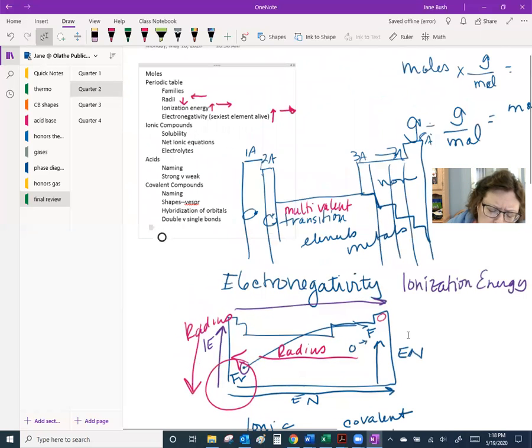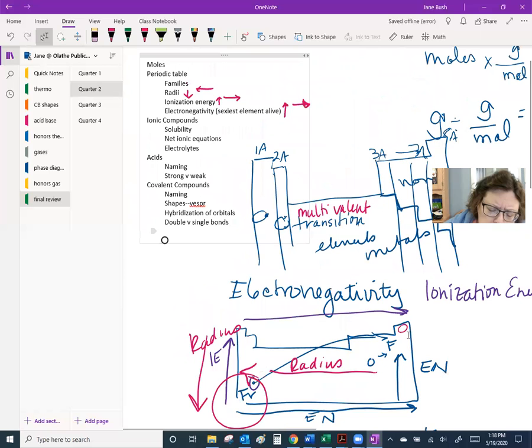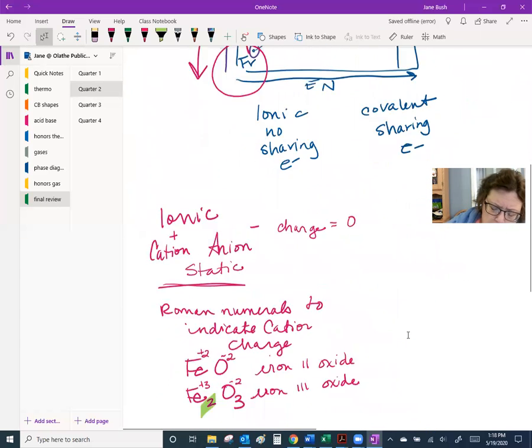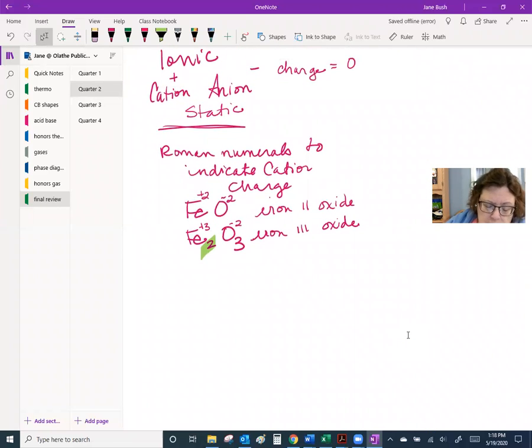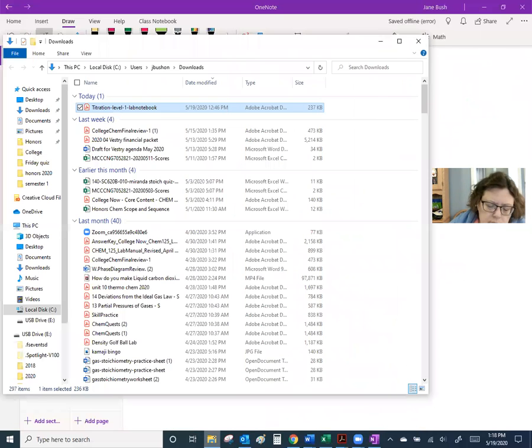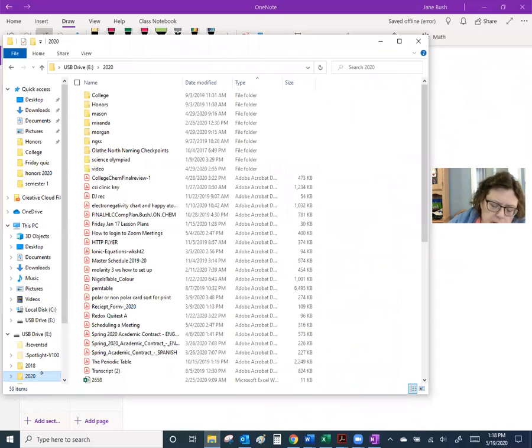I don't remember. All right, let's talk about solubility with ionic compounds. I should have a solubility chart on here. A solubility chart, of course, tells us, let me find one. Maybe.